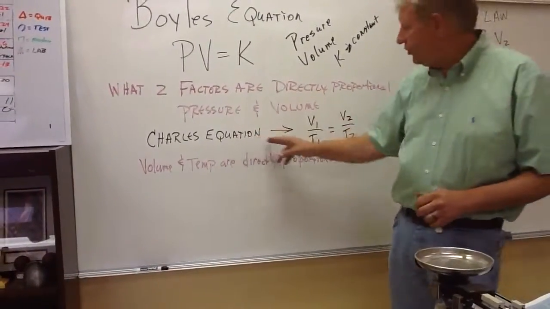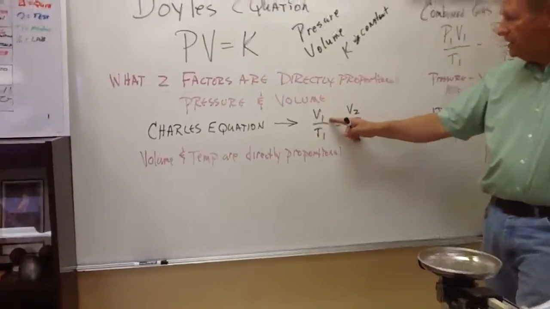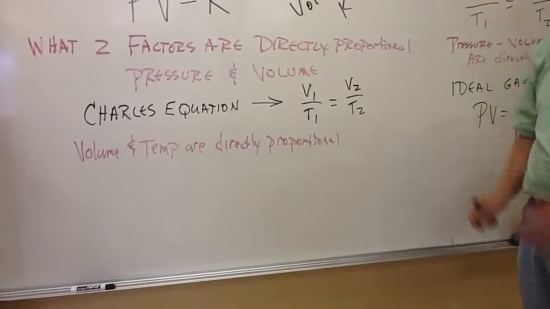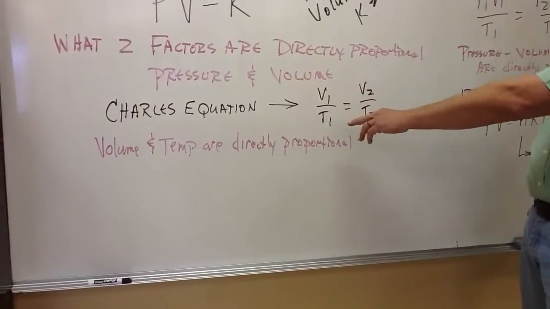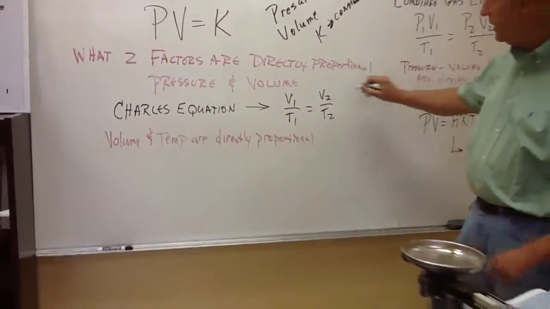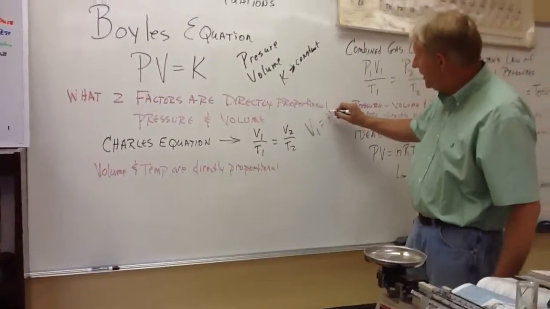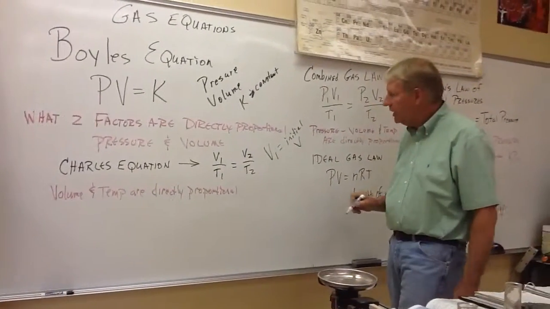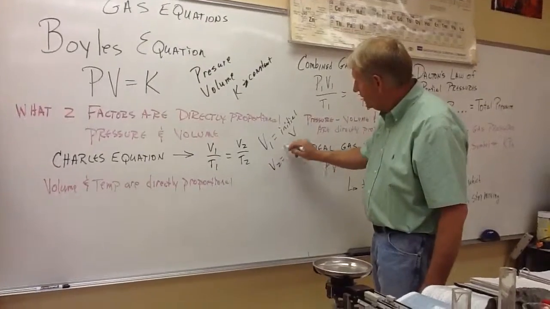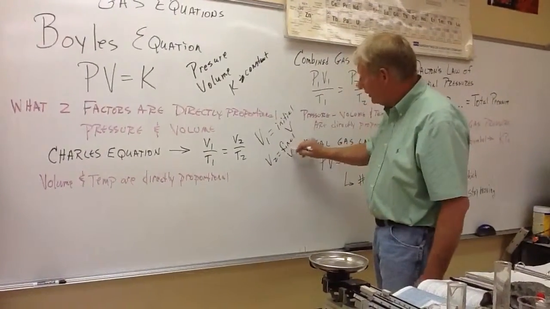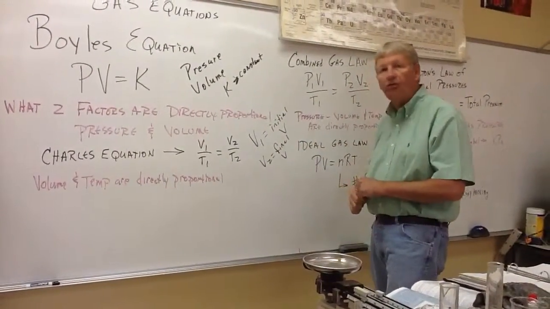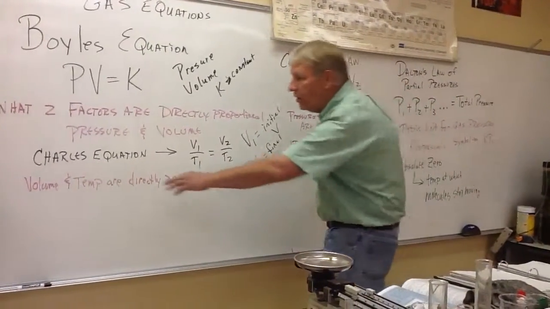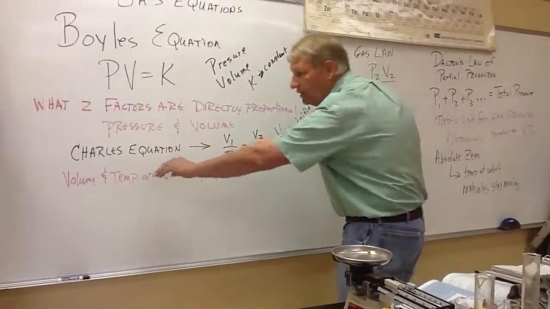Then we have Charles' equation. V1 over T1 is equal to V2 over T2, where V is volume and T is temperature. V1 is the initial volume, and V2 is the final volume. So in Charles' law, we've got a temperature change or a volume change. What's directly proportional? Volume and temperature.